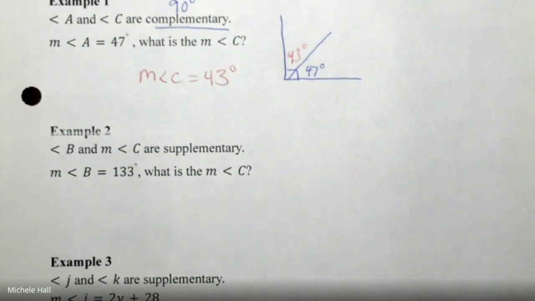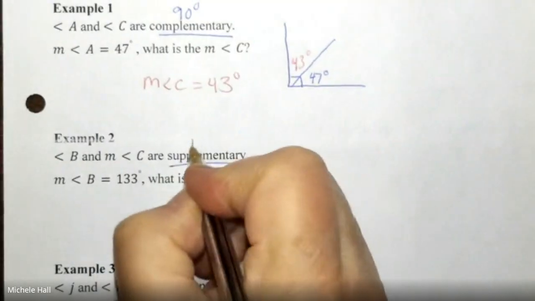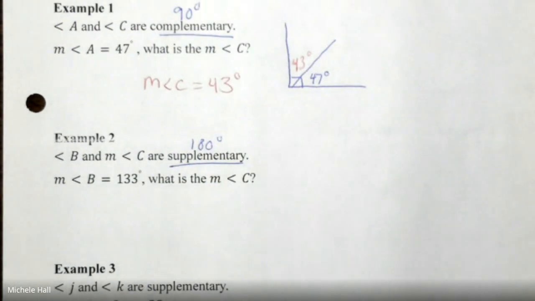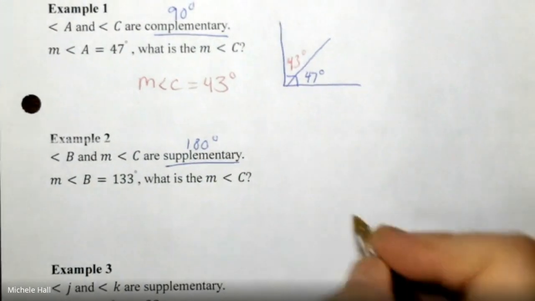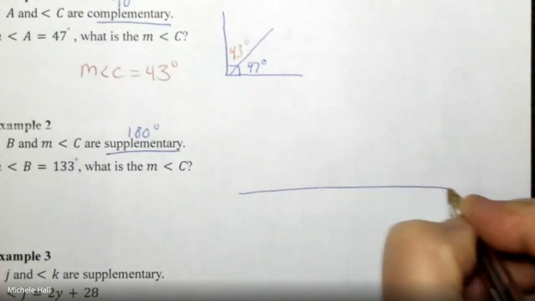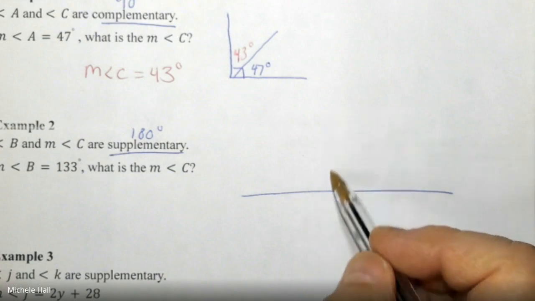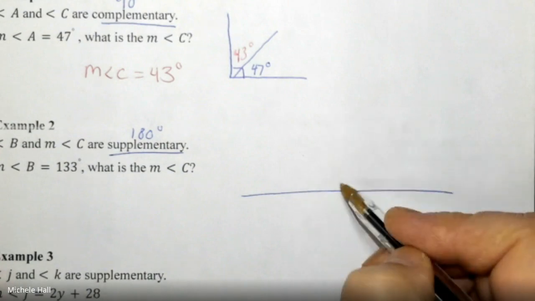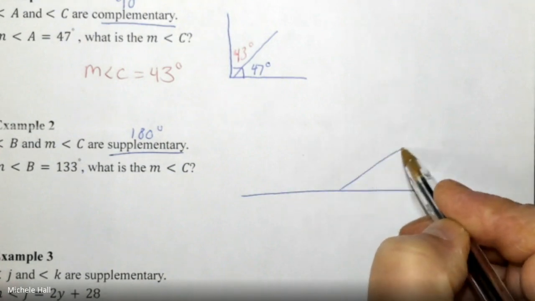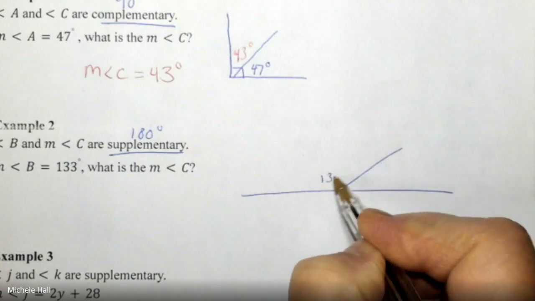What's a supplement mean? 180. So boom, I'm putting that right above there. I already know what I have to draw. I draw a line. 180 degrees. It says the measure of angle B is 133. Well, if I draw it straight up, I know that's 90, so I'm not going to do that. I'm going to angle it more, and I'm going to say that this is 133 degrees.